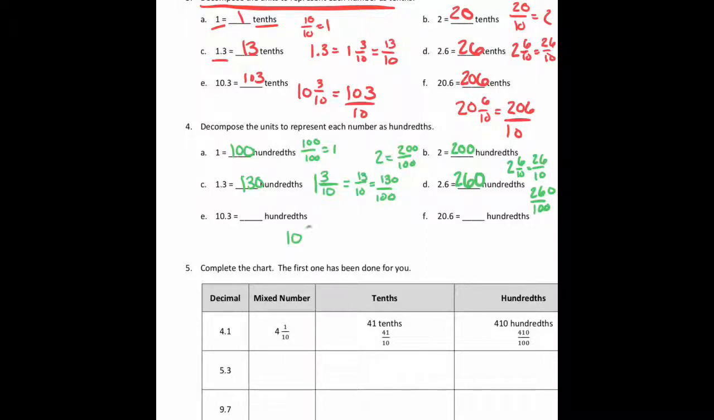10.3 would be the same thing as 10 3/10, which is 103/10, which when we multiply it by 10 to get hundredths would be 1,030 hundredths. On part F, we have 20.6, which is 20 6/10, which would be 206/10, and when we multiply it by 10 to get hundredths, we would get 2,060 hundredths.